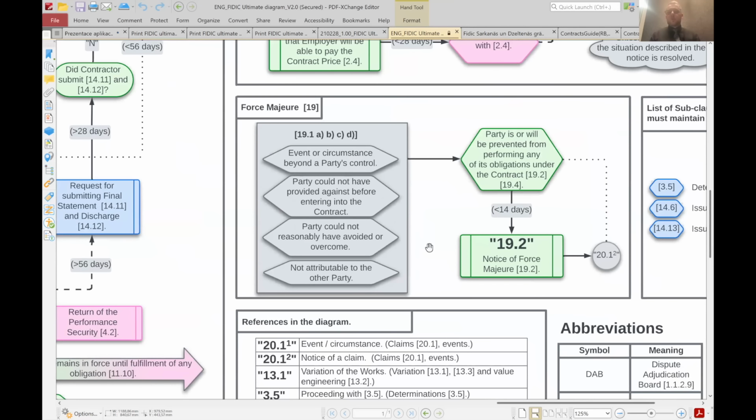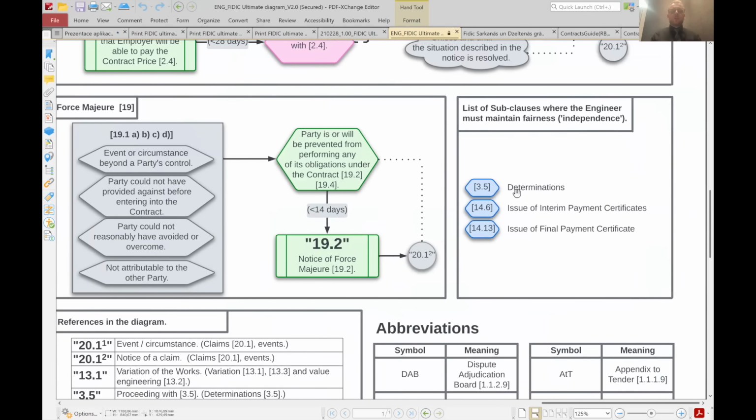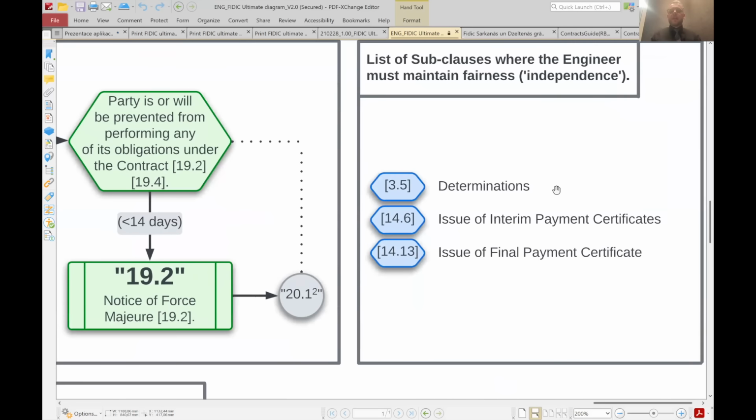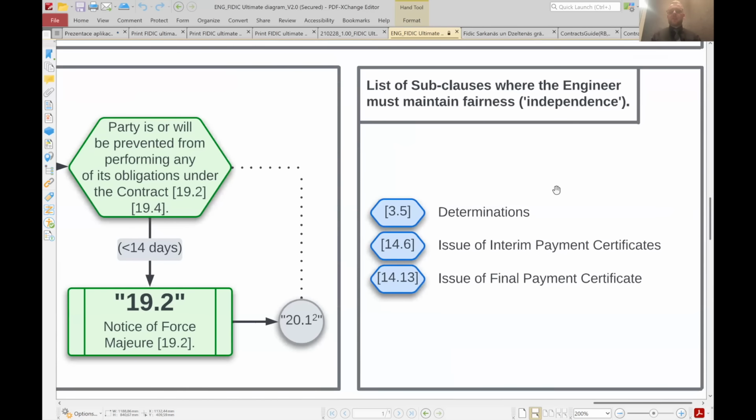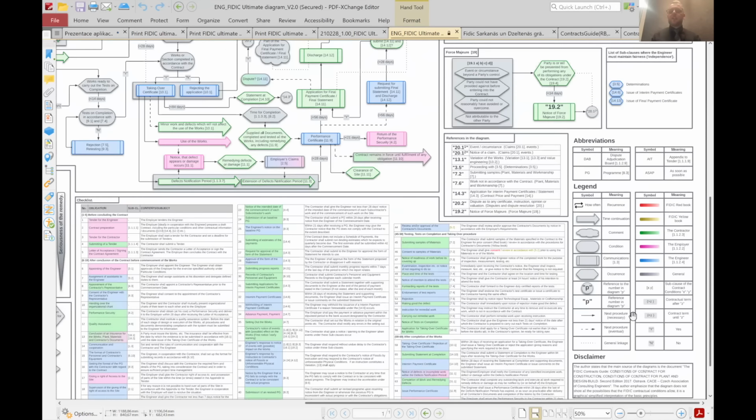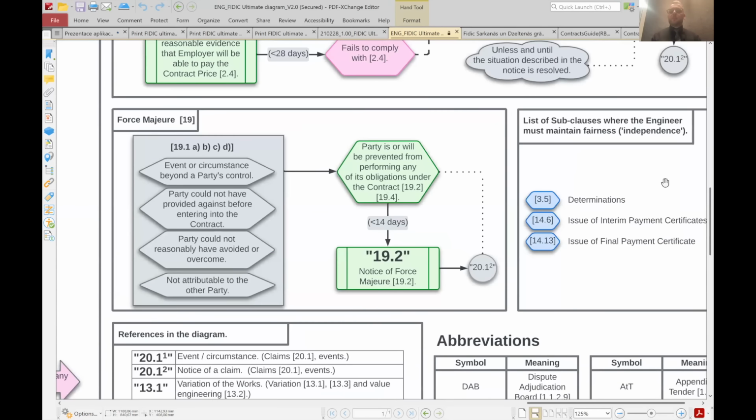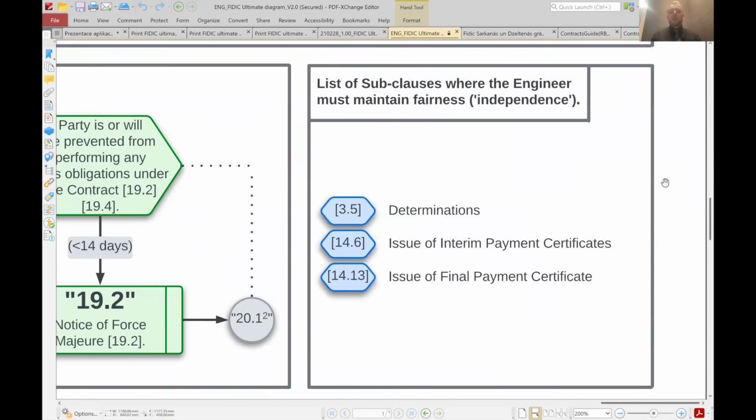The next subclass I have is just the easy one. It's the force majeure, okay? So these are just for a few things that can happen on a construction site. Again, there's one important part on the side of the FIDIC ultimate diagram. It's above the legend, but it's quite important. I'm actually a little worried that I didn't make it more visible. It's just a little bit hidden.